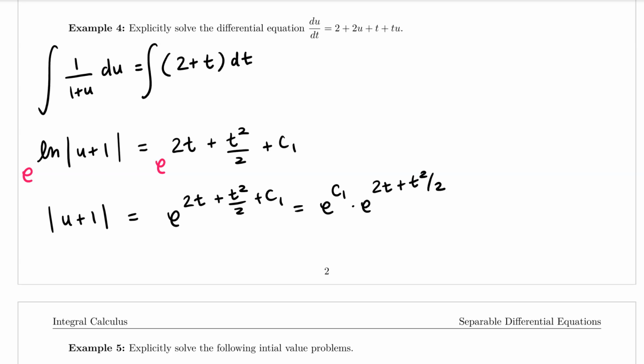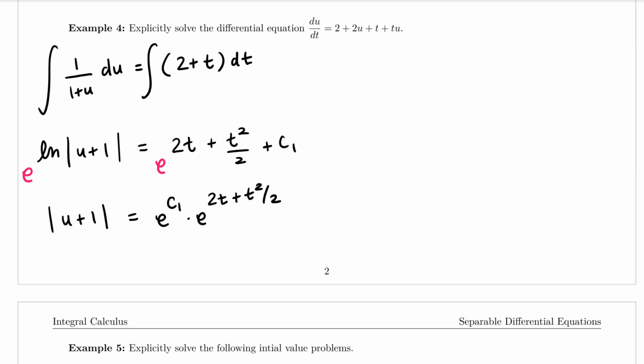And the reason that I'm doing that is because now in the front, I'm multiplying by some arbitrary constant. E is a constant, and if I raise that to a constant, then we have a constant. So at this point in time, let's clean this up. We have the absolute value of u plus 1 is equal to e to the power of c1 times e to the power of 2t plus t squared over 2.